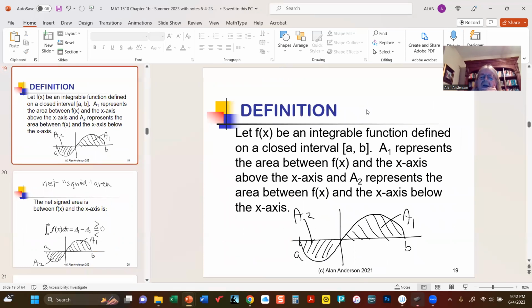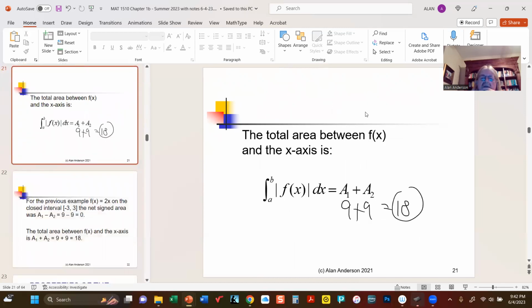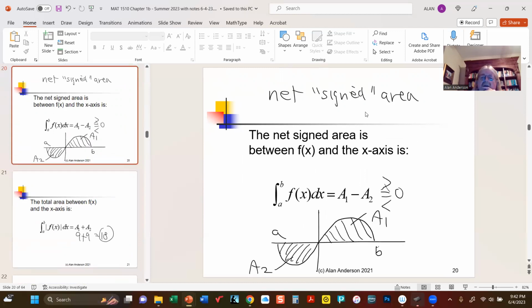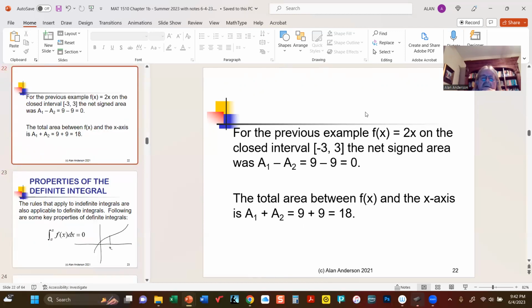Okay, so for any integrable function over the interval a to b, closed interval, we have A1 and A2. The net signed area is A1 minus A2. And the total area, not the net signed area, but the total area would therefore be 18.